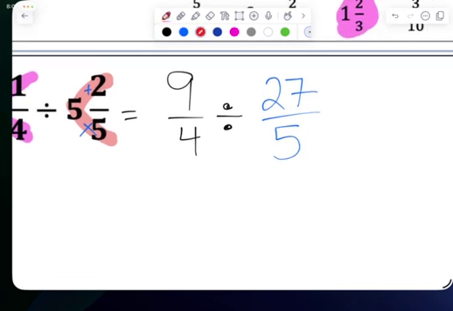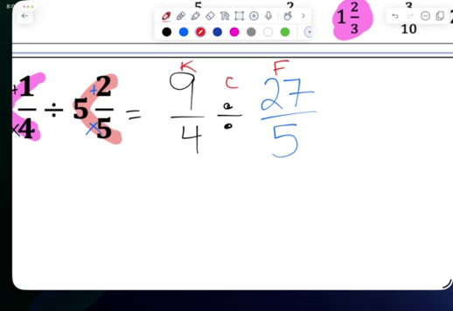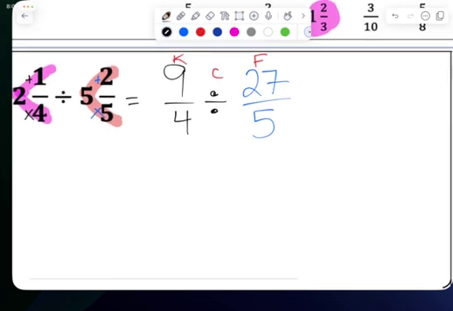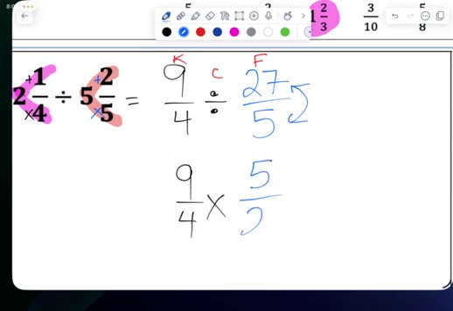All right, we got to keep, we got to change, we got to flip. Keep, change to times, and then flip that second fraction, 5 over 27.